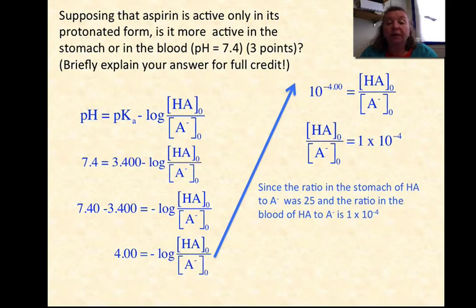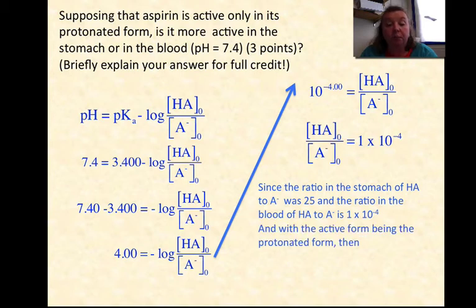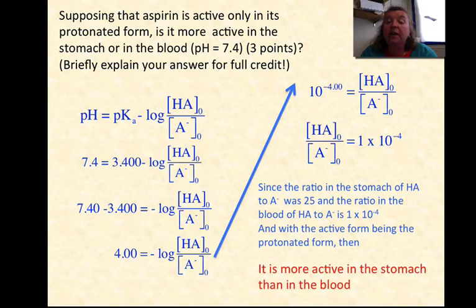Since the ratio in the stomach of HA to A- was 25, and the ratio in the blood of HA to A- is 1 times 10 to the minus 4, and with the active form being the protonated form, then it is more active in the stomach than in the blood, because the ratio of HA to A- is larger in the stomach at pH 2 than in the blood at pH 7.4.